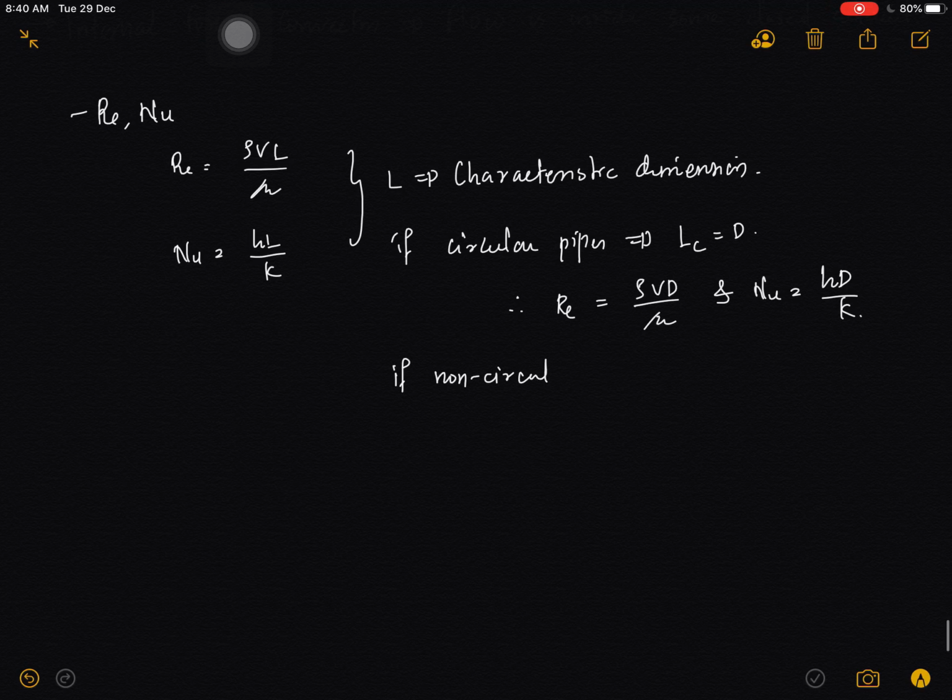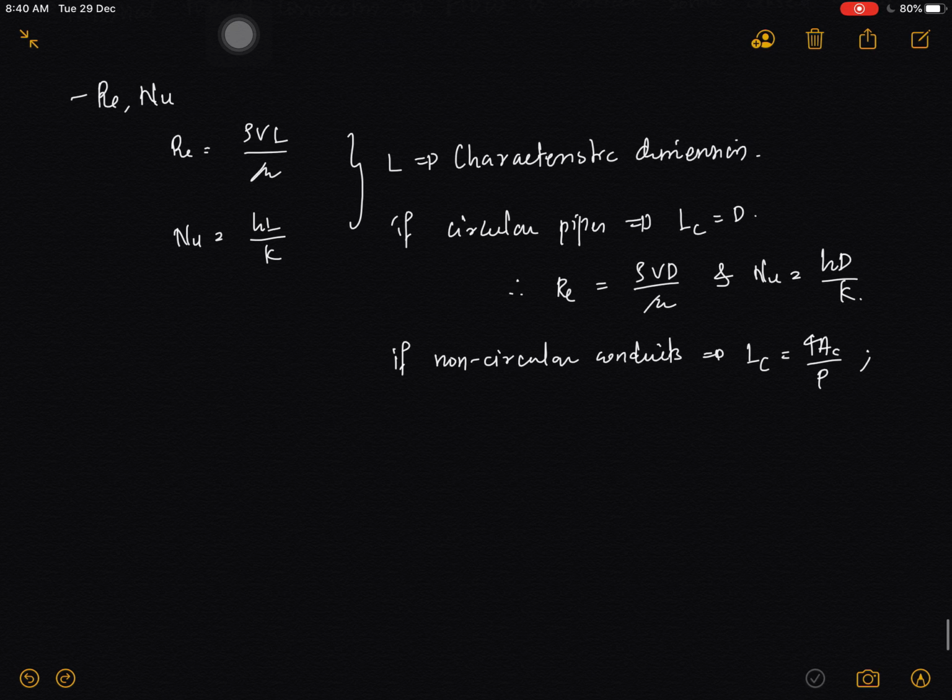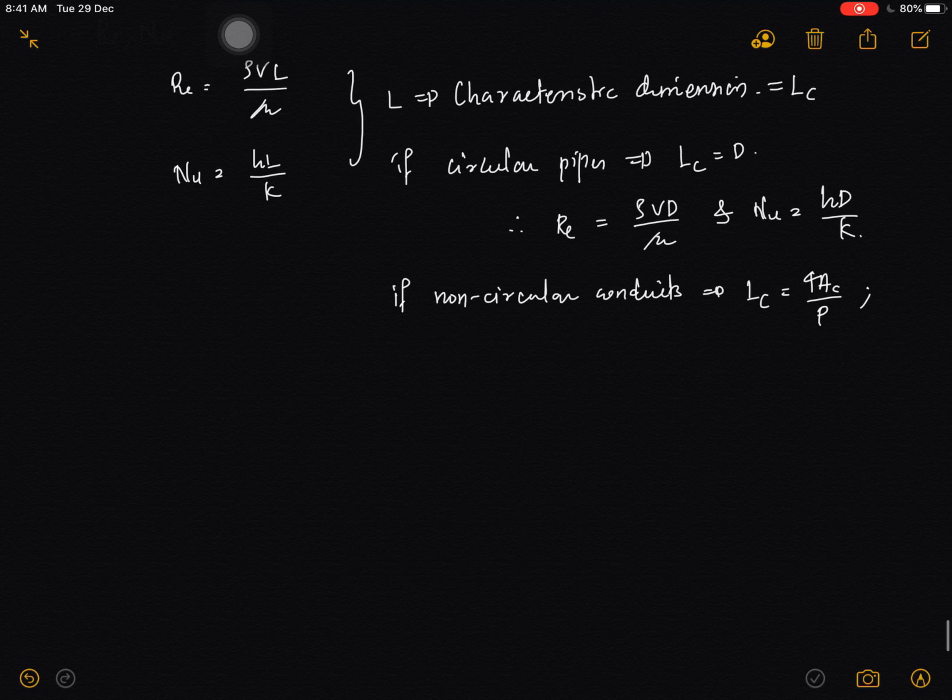And if we are provided with non-circular conduits, then the characteristic length L_c is equal to 4A_c by P, where A_c is the cross-sectional area and P is the perimeter. Use this equation to determine the Reynolds number and Nusselt number for those cases. So that's about the Reynolds number and Nusselt number for internal flow.